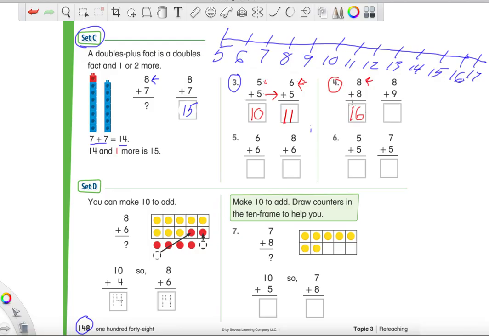Write that right below. Remember when we have our addition sentences written from top to bottom? We always write below this line under here. We never write next to it. Always below it.